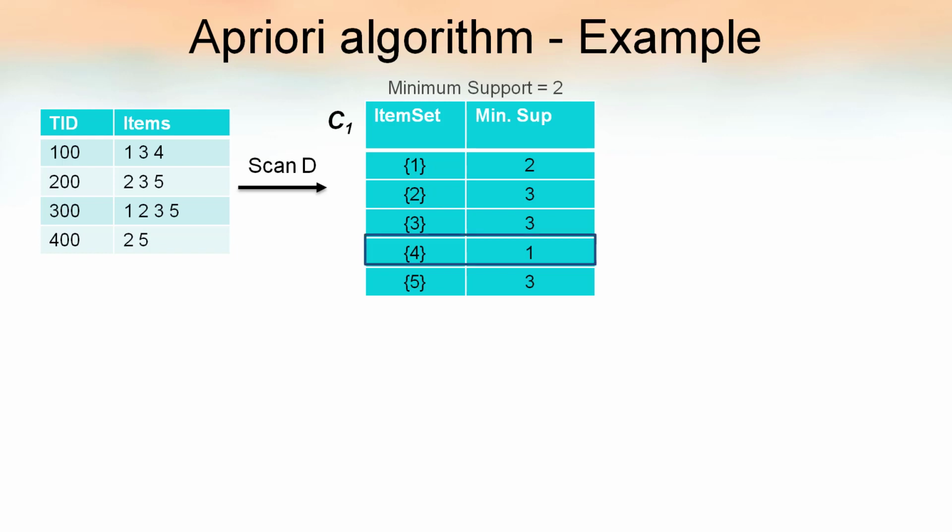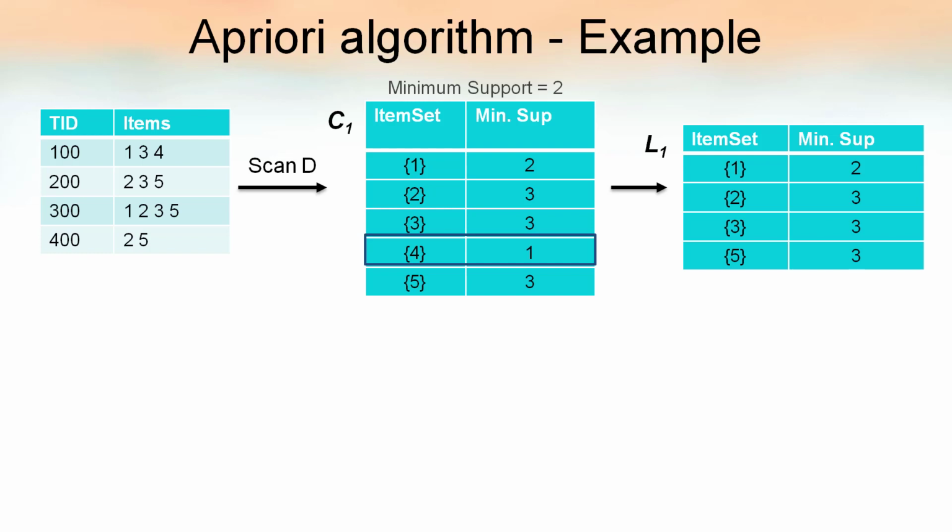Now we need to compare our candidate set C1 with minimum support equal to 2. So all the items have support 2 or 3 except item number 4. Here we are removing item number 4 from the candidate set C1 because the support of item number 4 is less than the minimum support threshold. Our minimum support threshold is 2. So remove item number 4 and generate L1. So we are selecting item sets 1, 2, 3 and 5.